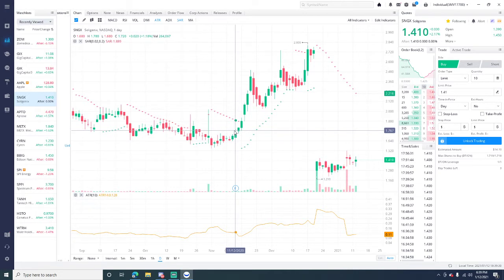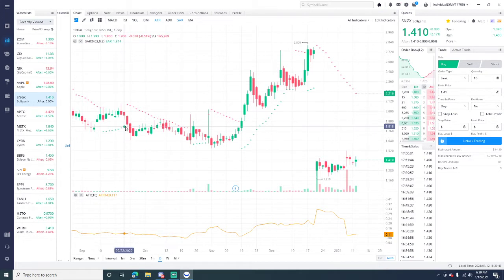The Parabolic SAR indicator is used to help determine the direction of a stock, as well as find entry and exit points. So basically it helps us find the trend of a stock and reversal areas. The SAR indicator is a bunch of dots, either above or below the price. When the dots are above the price, they will be red, showing bearish energy, and when the dots are below the price, they will be green, showing bullish energy.